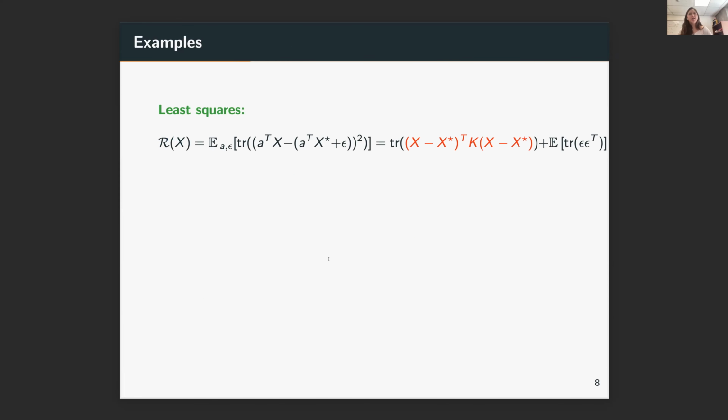Okay, you might be wondering, is that actually true? Let's take some of our favorite examples. Let's look at least squares. Least squares would be something like taking the trace of A transpose X minus my target, and then taking its expectation over the data. If you write that out after taking the expectation, you get something which looks like trace of X minus X star transpose K, X minus X star. So that can be a polynomial with this W on each side.